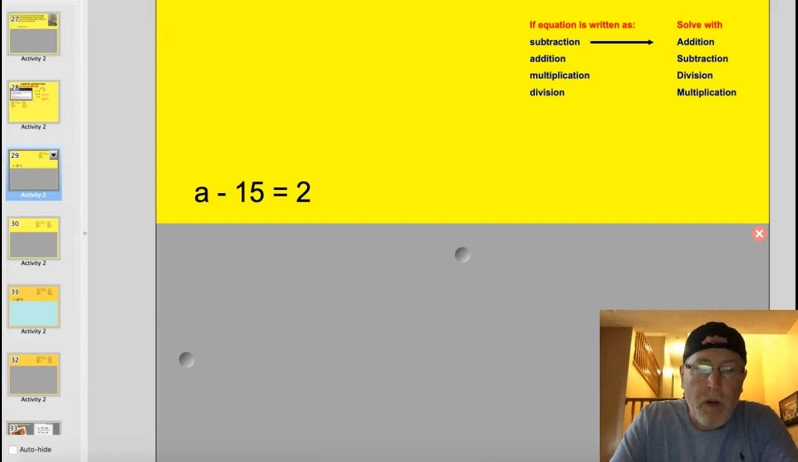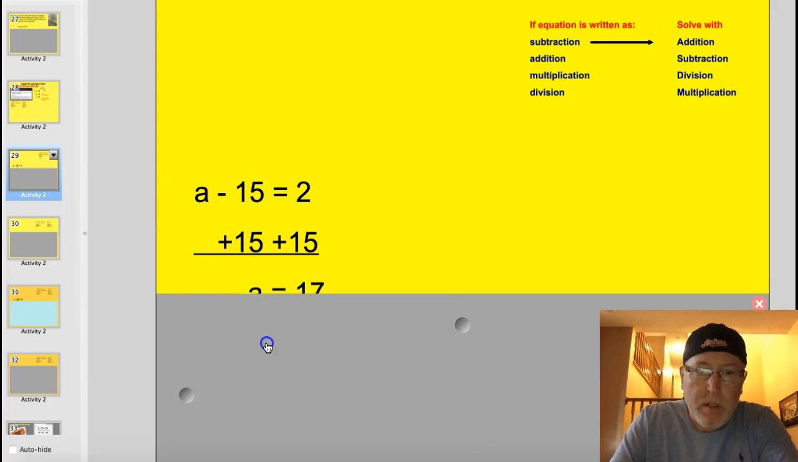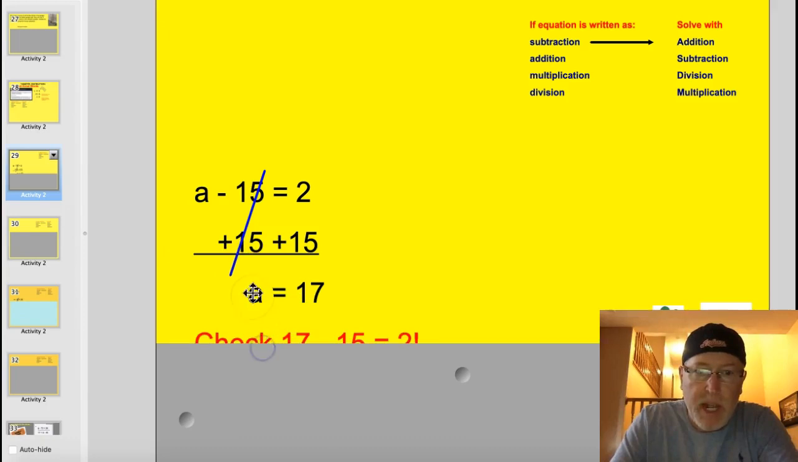All right, here we have a minus 15 equals 2. Well, subtraction equation, how do we isolate the variable? That's our goal. How do we get rid of minus 15? Well, we're going to add 15 to both sides. When we do that, these 15s will cross off. You have a minus 15 and a plus 15. That leaves nothing but an a. 2 plus 15 is 17.